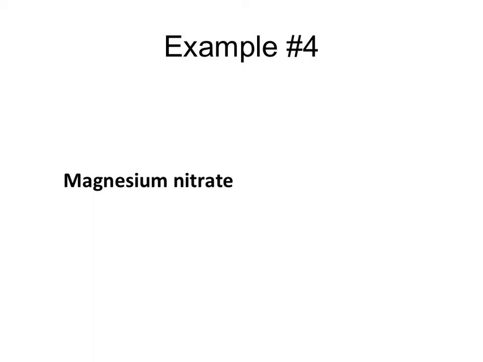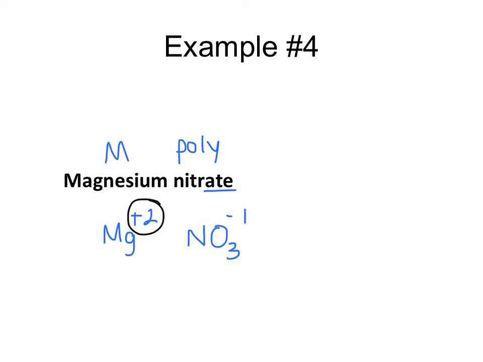Example 4 is also a ternary ionic compound. Once again, I see a metal and I see the polyatomic ion. So I'm going to go ahead and get the symbol and the charge. Magnesium's +2. I'm going to go to my reference sheet to come up with the formula for nitrate, which is capital N, capital O, 3 with a -1. And then I'm going to notice that the charges are not going to give me 0. They're not the same magnitude. And so I'm going to do that crisscross.